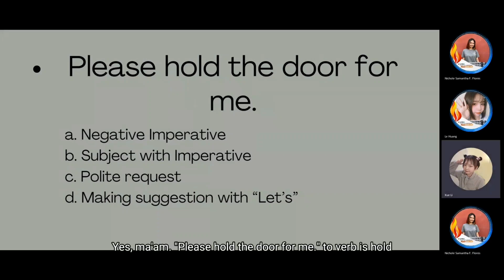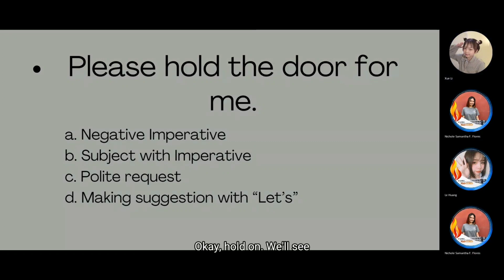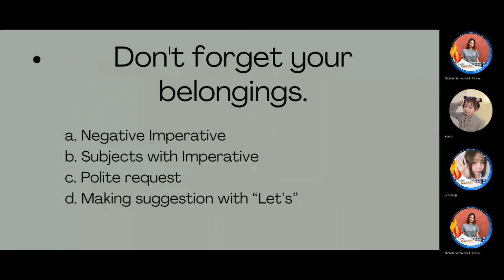Yes, ma'am. Please hold the door for me. The verb is hold, and I think the correct answer is polite request. Okay, hold on, we'll see. Alright, the verb is hold and the type of imperative is polite request. For the next example, Miss Wangle, can you please read the example? Tell me the verb and tell me what type of imperative sentence I used.